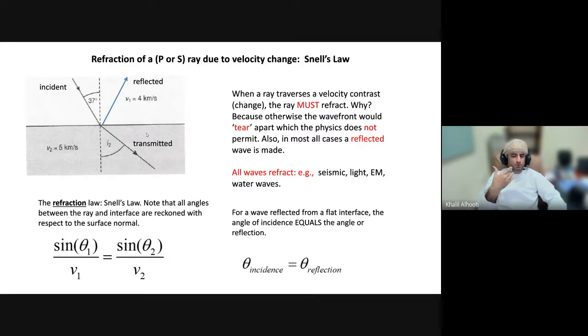We will also get what we call a reflection. The reflection angle is always equal to the angle of incident for the same ray type. Is that clear?